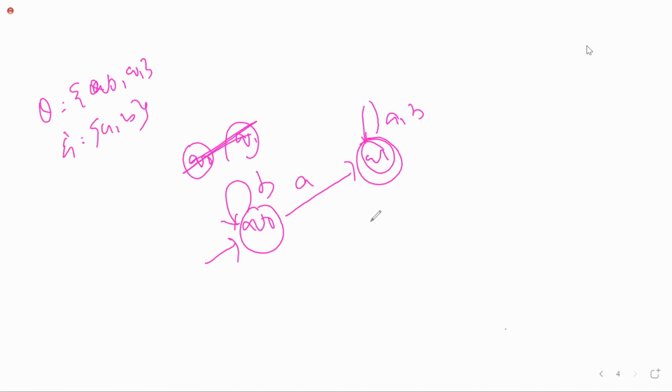NFA may have the transition or may not have the transition. Okay, and there is no mandatory or necessary condition that it has to transit only one time on one input symbol. If you want to use the input symbol you can use it. If you don't want to use it you just leave that. And if you want to move to 2 different states on a single input symbol, yes you can.